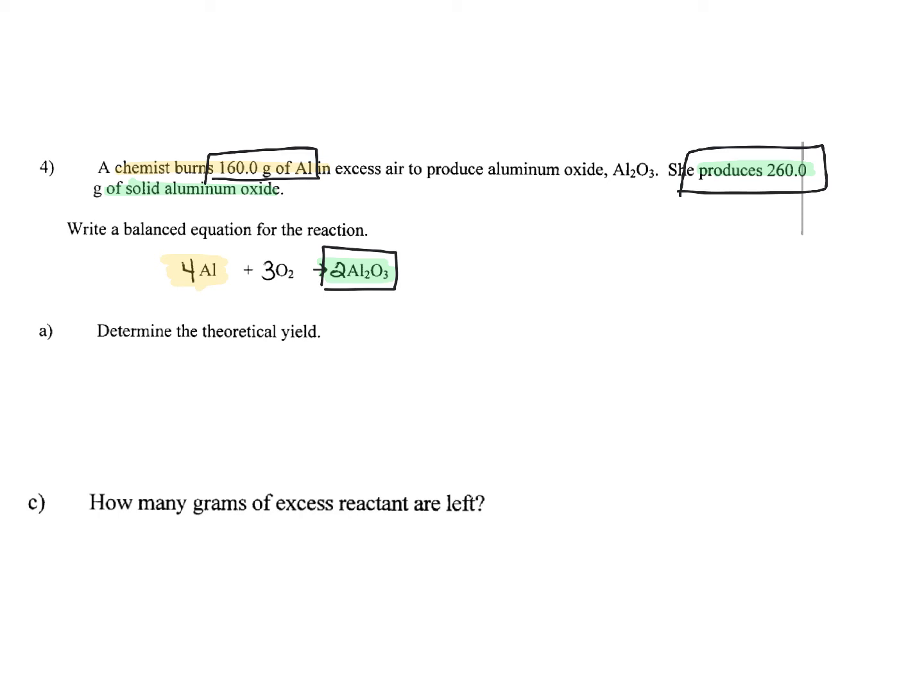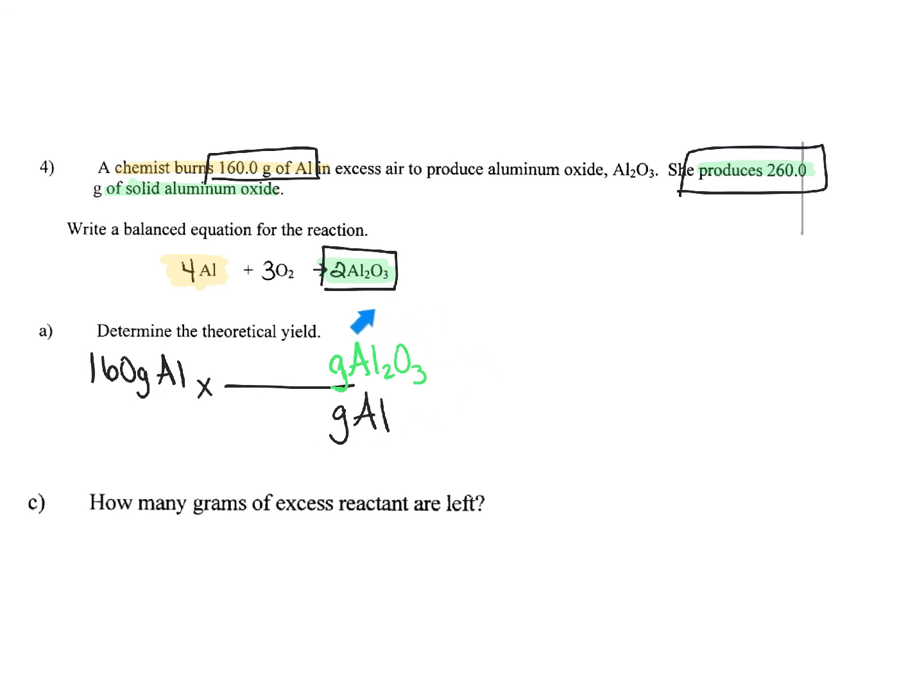So what we're going to do with this problem is start with 160 grams of aluminum. And what we want to do is find out how many grams of aluminum oxide should have been made. So on the bottom, we're going to put grams of aluminum because we don't want grams of aluminum anymore. And remember, we create our conversion factor here by looking at the balanced equation. So if I look at aluminum, it says that I need 4 moles of aluminum. So I'm going to calculate how much 4 moles of aluminum would weigh, and I'm going to put it right here.